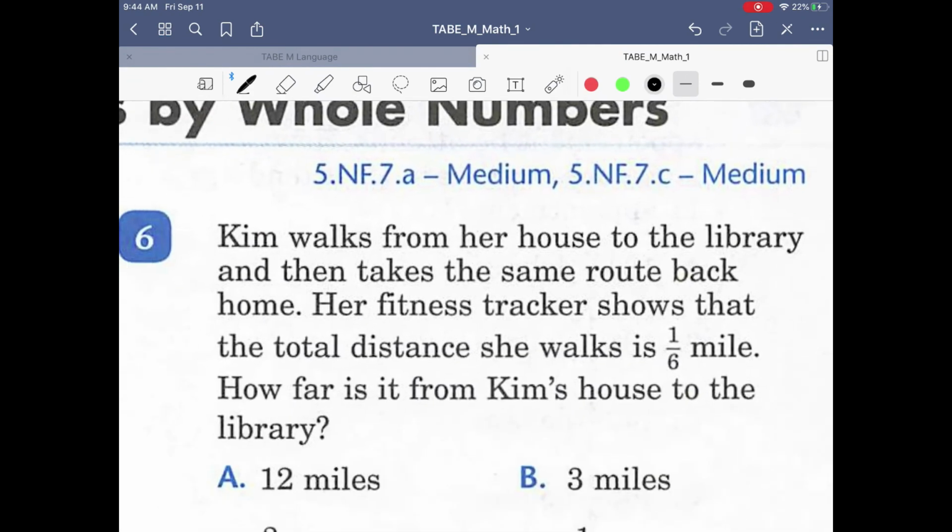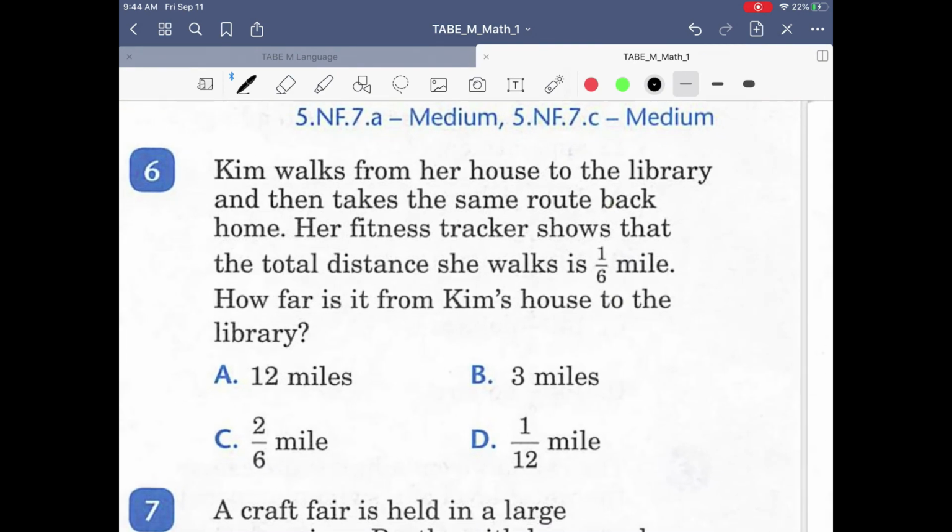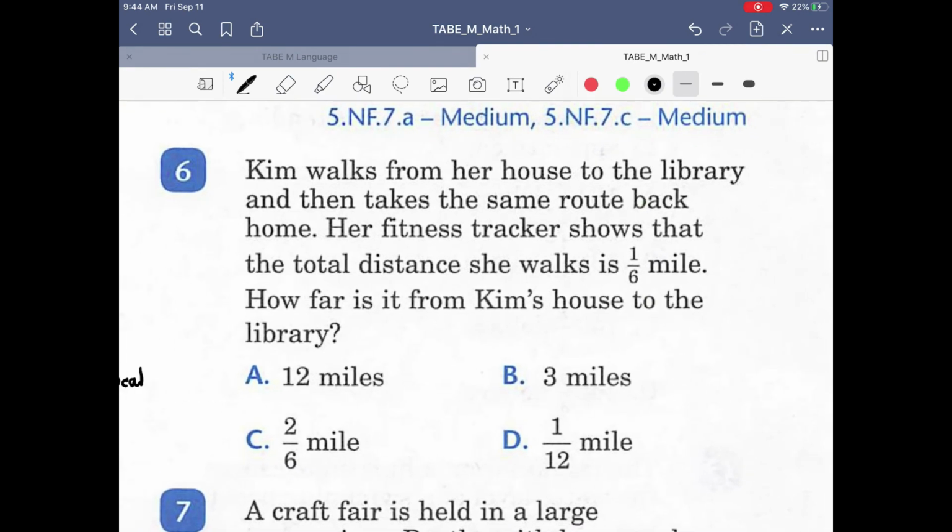Number 6. Kim walks from her house to the library and then takes the same route back home. Her fitness tracker shows that the total distance she walks is 1/6 of a mile. Be careful right here. The total distance is 1/6. Round trip is 1/6 of a mile. How far is it from Kim's house to the library?